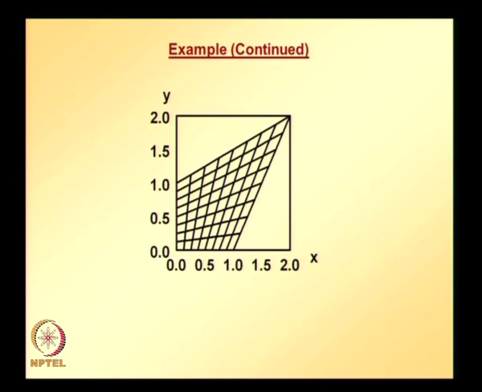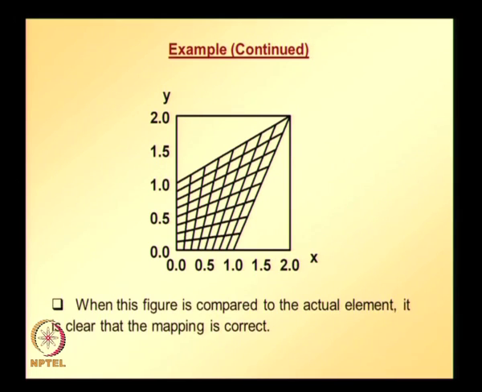If we do that, we get a plot like this, and here you can easily see that if you compare this plot with the actual element, this is exactly the same as the actual element. So, when this figure is compared to the actual element, it clearly shows that the mapping is correct. This is how one can check the validity of isoparametric mapping.